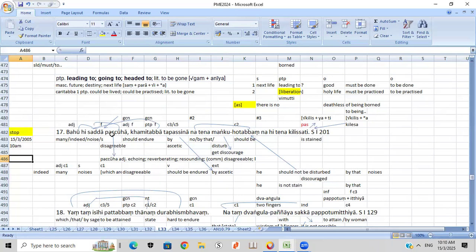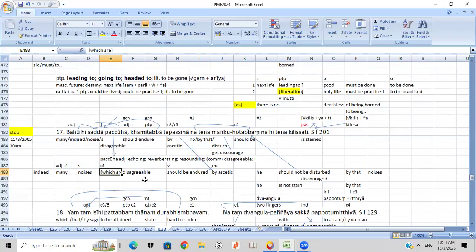So the next word is pachuha. You see this is technically also a TCN because this is a long A there. If you look into the dictionary, it means disagreeable. So noise, that means many noises, disagreeable. Can you see disagreeable? This is an adjective, describing the noise. So normally we need something to join it.